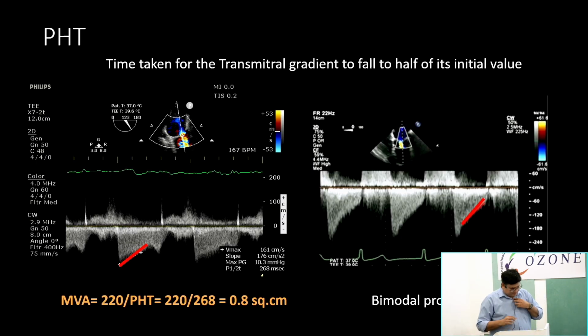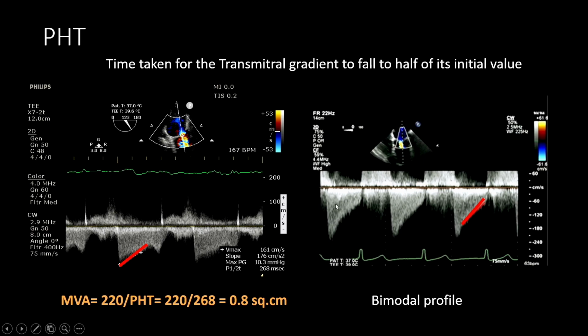So this part you will exclude. Here you see this part you will include. So from this point you will measure the pressure half time.